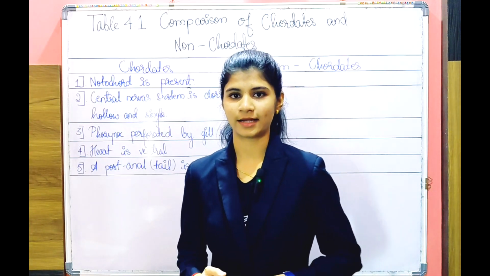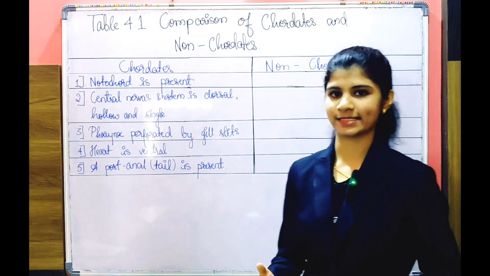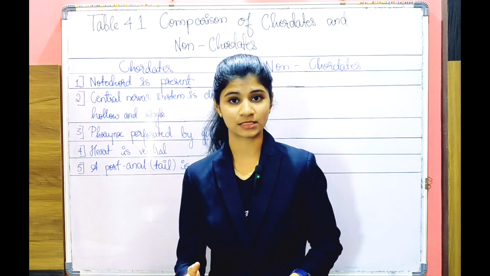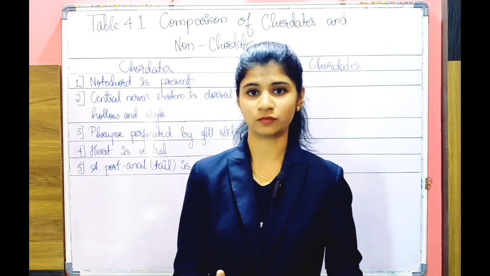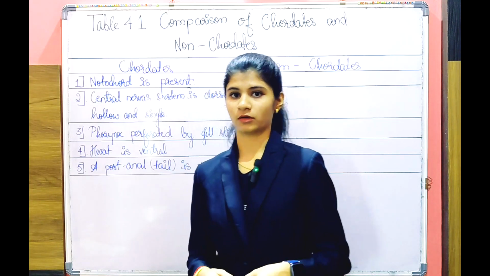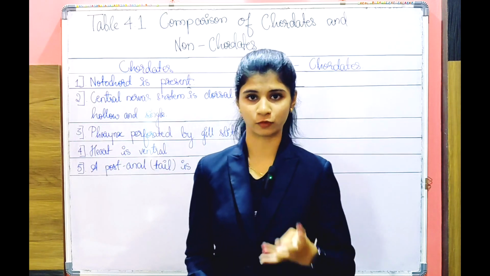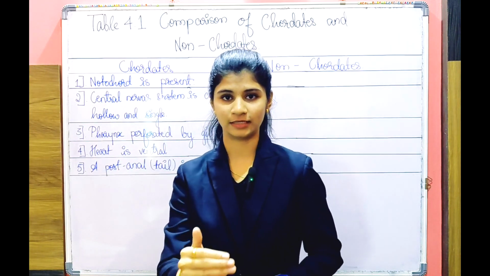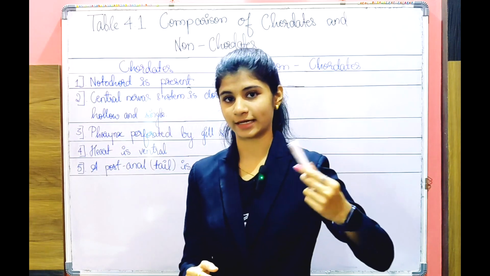If they say, write the difference between the chordates and non-chordates for 3 marks, then you have to write 3 points. Or you can also write one extra, like 4 points. If any point is wrong, then it will be corrected there.